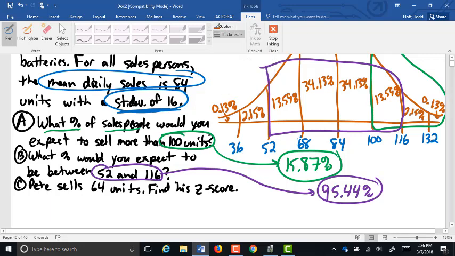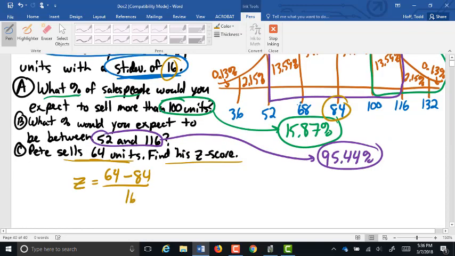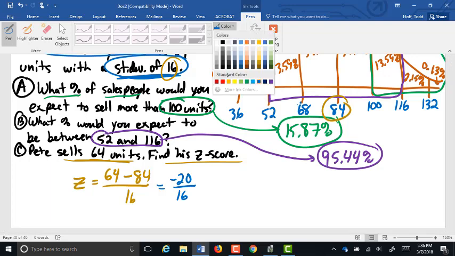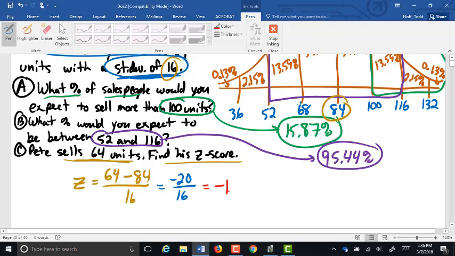Now the next one here is kind of an incomplete question, but it gets us started. Pete sells 64 units. Find his Z-score. Find the Z-score for his sales. Remember, the Z-score for a number is that number, so 64 units, minus the mean. The mean here is 84. I would take that difference divided by the standard deviation, which is 16. So 64 minus 84 is a negative 20. And we divide that by the 16, which is a negative 1.25.